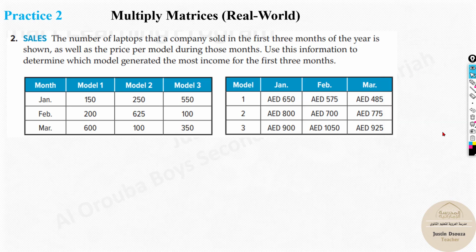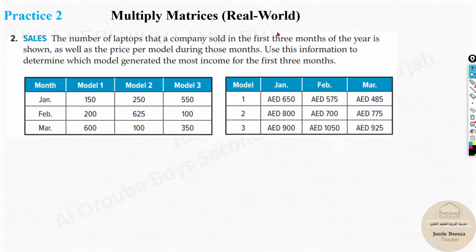We have one more real world problem here. This is an interesting one. The number of laptops that a company sold in the first 3 months of the year is shown, as well as the price per model during these months. Now, here you can see Model 1 in January, 150 pieces were sold, Model 2, 250, and so on. In February it increased, in March it increased. And here you can see per model for one piece, they sold it at 650. Here, in January, Model 2 was sold at 800 and Model 3 at 900 and so on. So these are the details.